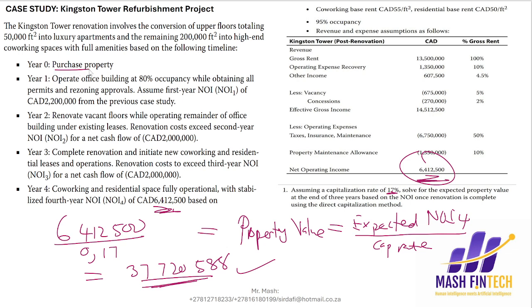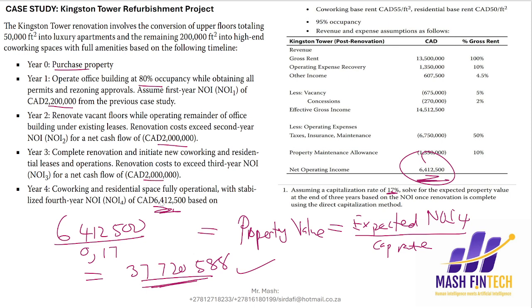Year 0, you purchase the property. Year 1, operate office building at 80% occupancy while obtaining permits and assuming the year 1 net operating income is 2.2 million from the previous case study. Year 2, you renovate vacant floors while operating remainder of office building under existing leases. Renovation costs exceed second year net operating income for a net cash flow of negative 2 million. And then in year 3, you're also going to have a renovation cost to exceed third year net operating income for a net cash flow of minus 2 million.